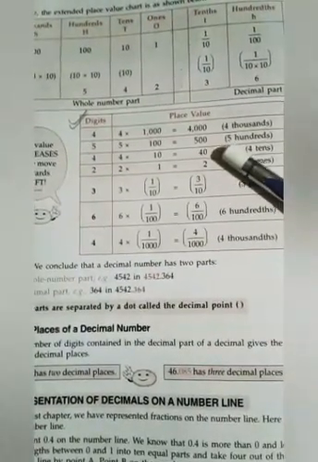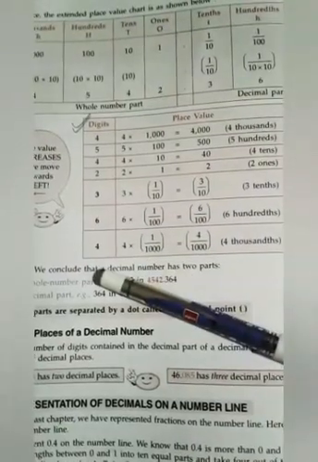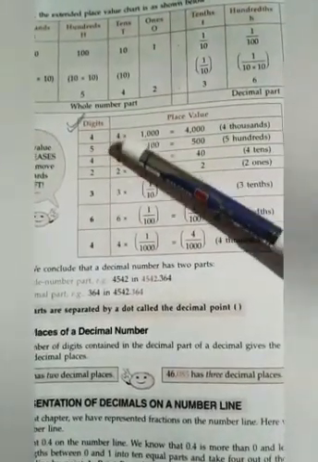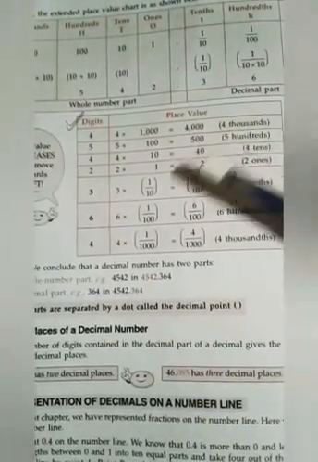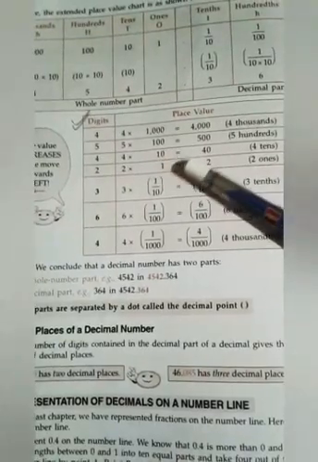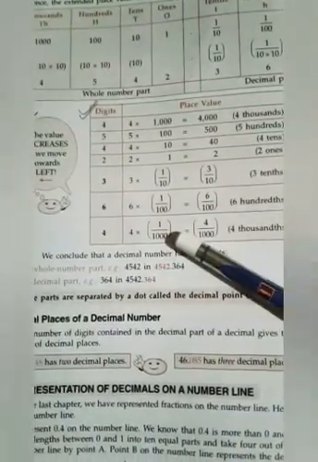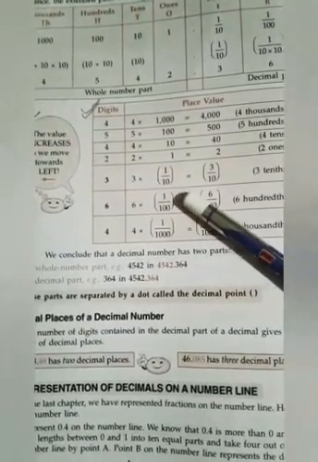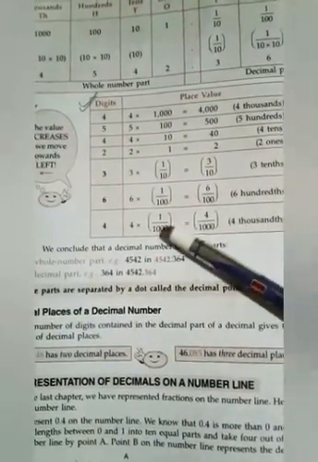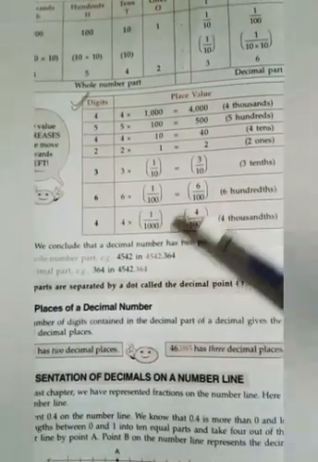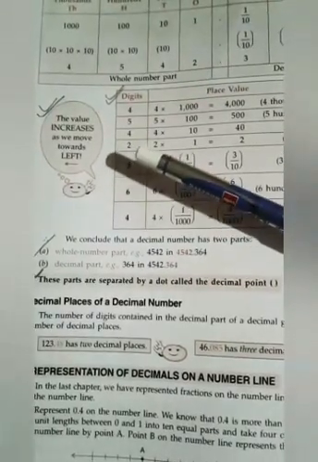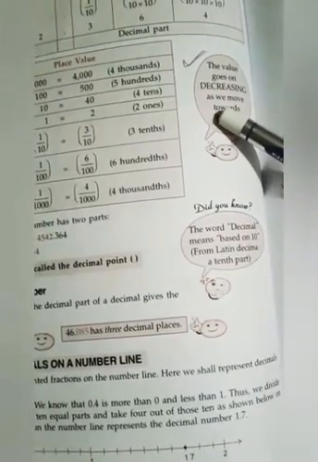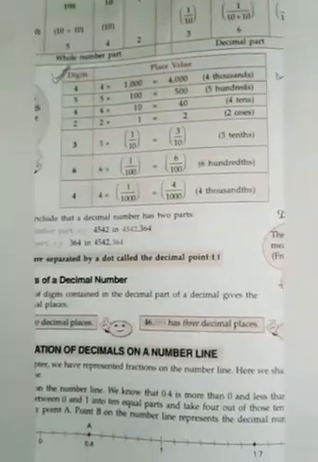Then place value. Suppose these are the digits and these are the place values. 4 means 4 multiplied by 1000 means 4000. Then 5 multiplied by 100 means 500, like this. Then here 3 multiplied by 1 by 10th equals 3 by 10th, like this. 6 by 100th, 4 by 1000th. So the value increases as we move towards the left and the value goes on decreasing as we move towards the right.